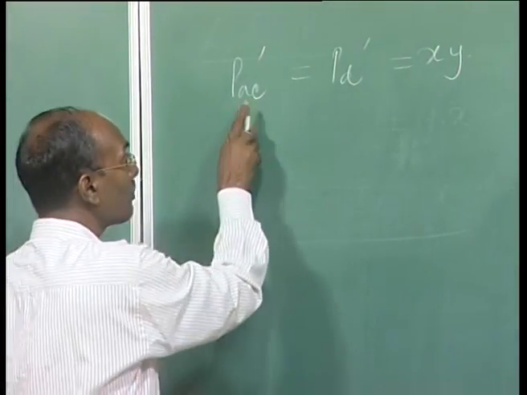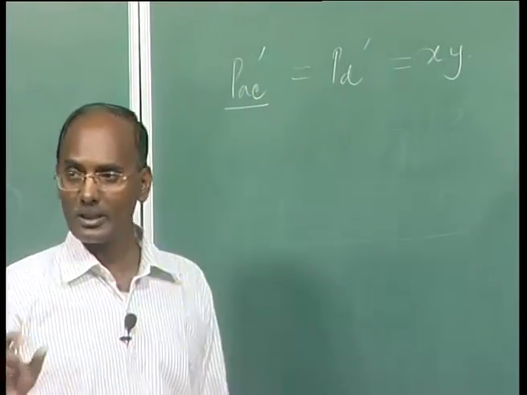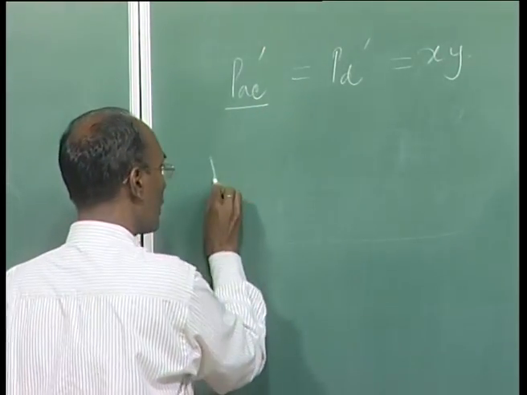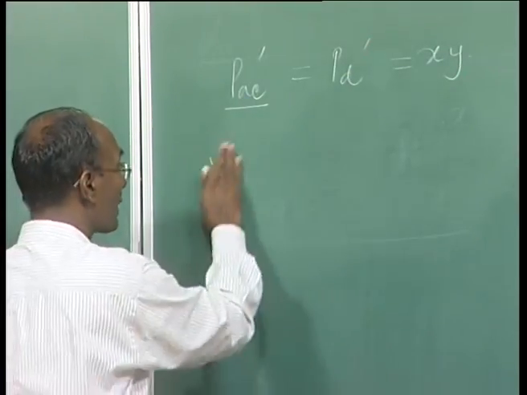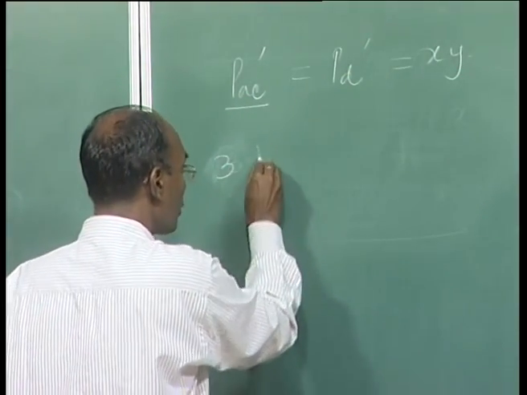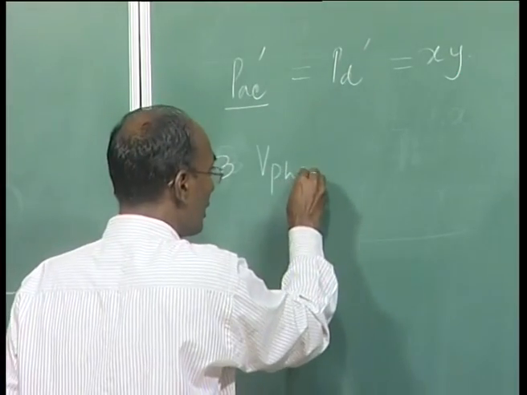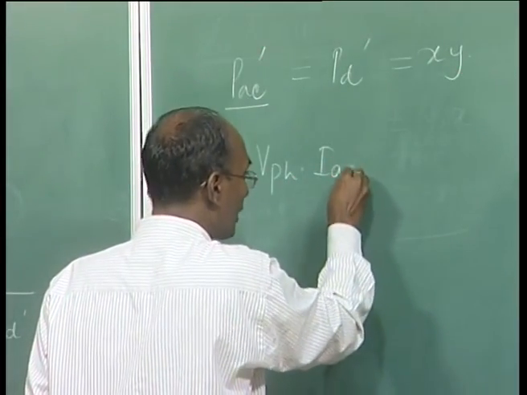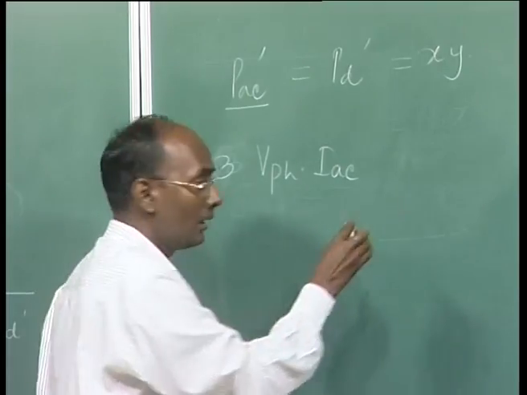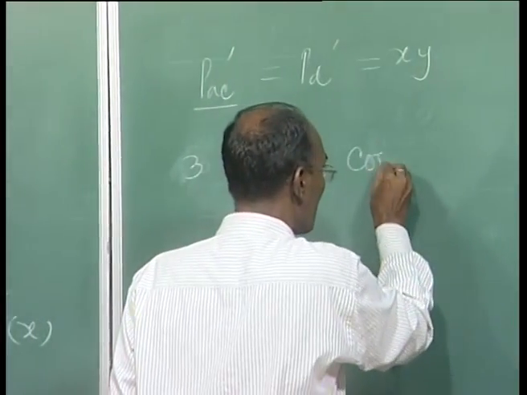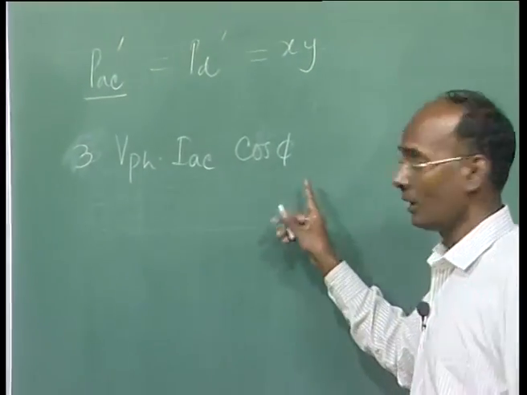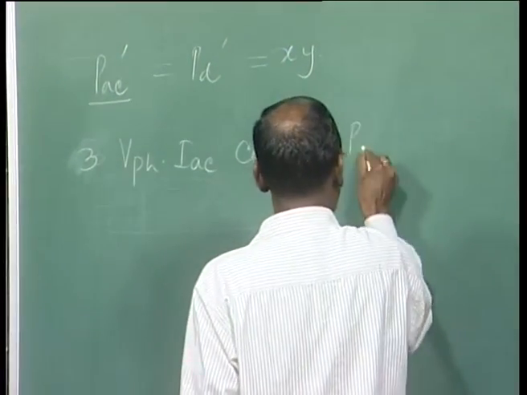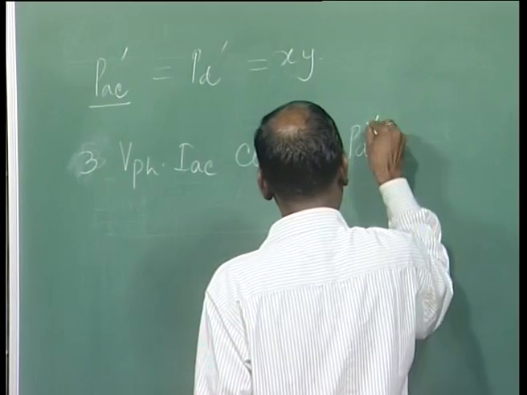Okay. Now what is the PAC? PAC we are talking here is under root 3, if you are talking 3 line to line, or it is better to write 3 V phase into your I AC, what we are talking the phase value, that is your cosine phi. This is the 3-phase power.